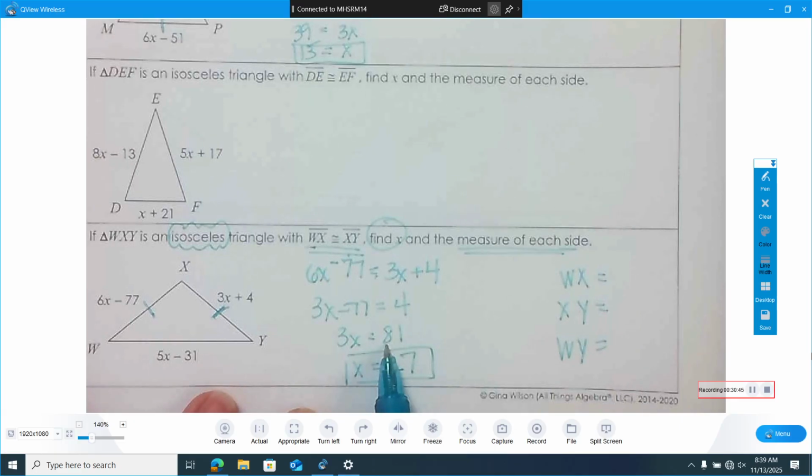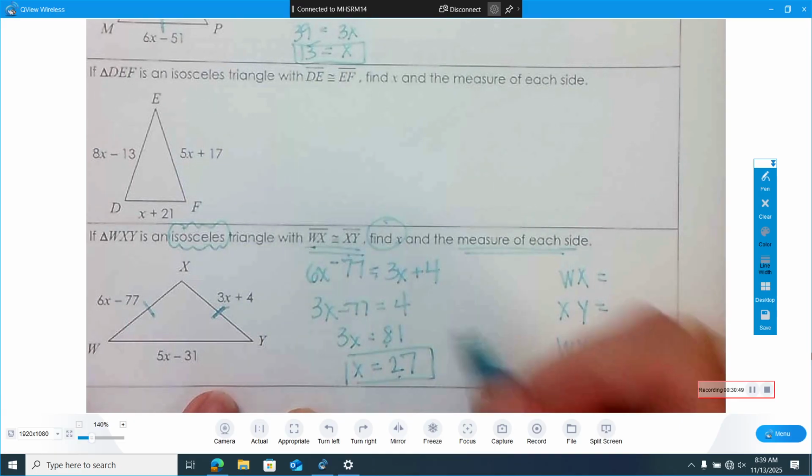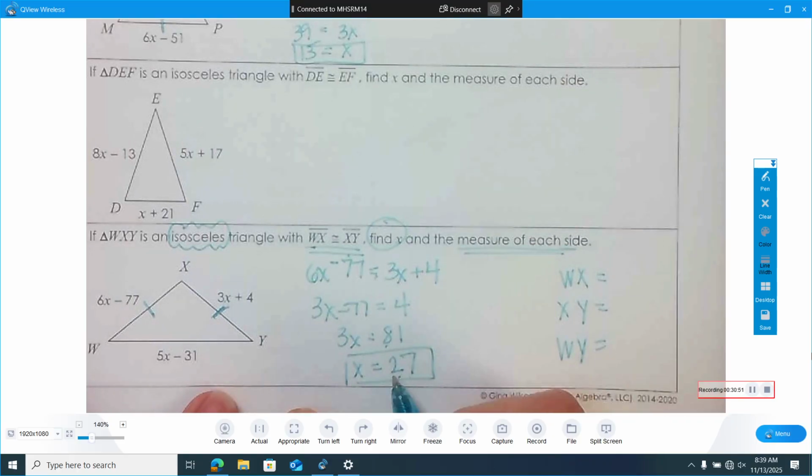All right. You know how I did that? 3 goes into 8 how many times? 2 times. With how many left over? 2. So 3 goes into 8 how many times? 2 times. That makes a 6. With how many left over? 2. So then 3 goes into 21 how many times? 7.